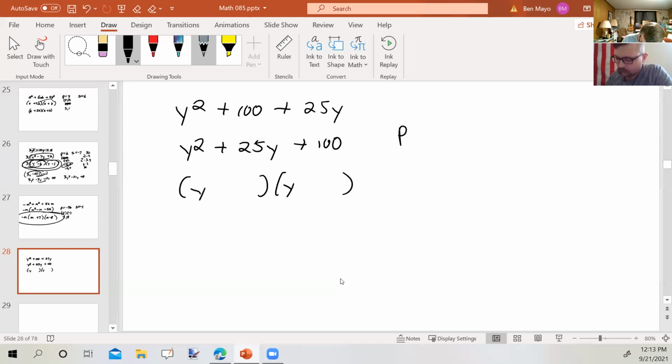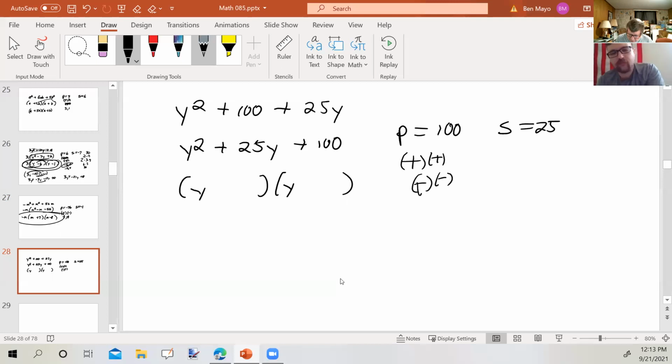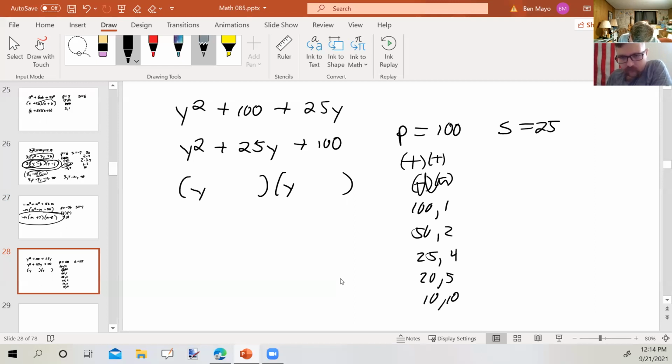We have y and y. Product is 100. Sum is 25. Any questions how I got there? Okay. Now, the product is positive, so it's got to be either two positive factors or two negative factors. But the sum is positive, so it's got to be two positive factors. So I know ahead of time I'm looking for two positive numbers. Let's see. 1 and 100, 50 and 2, 25 and 4, 20 and 5, 10 and 10. Do any of those look good? Oh, how about that one?